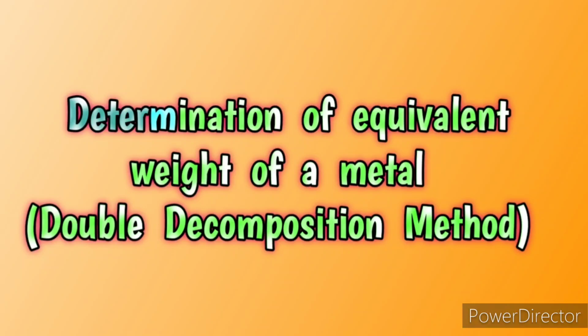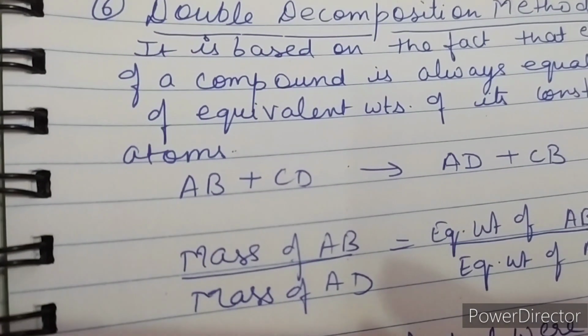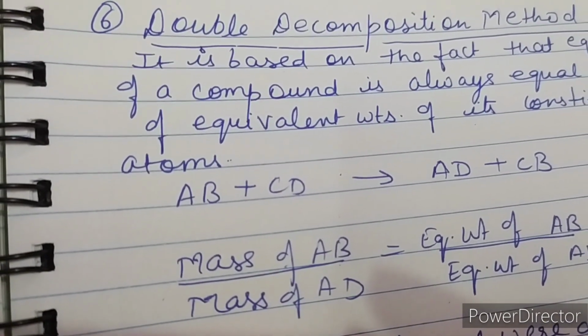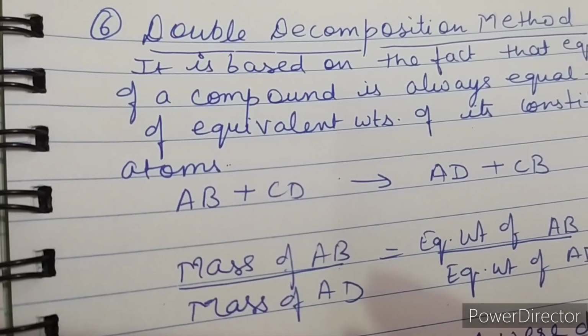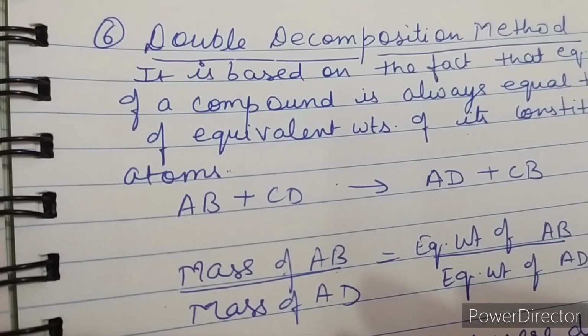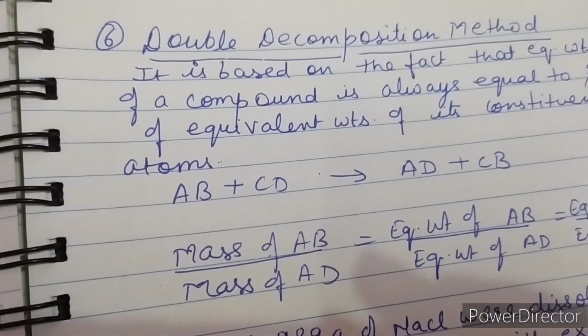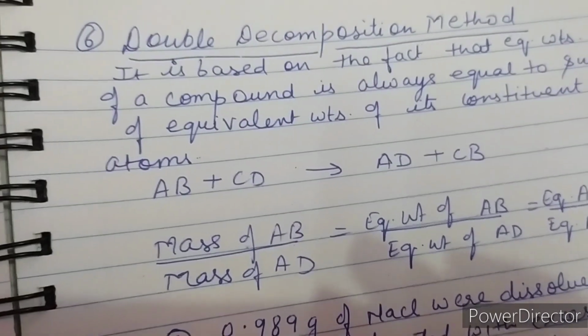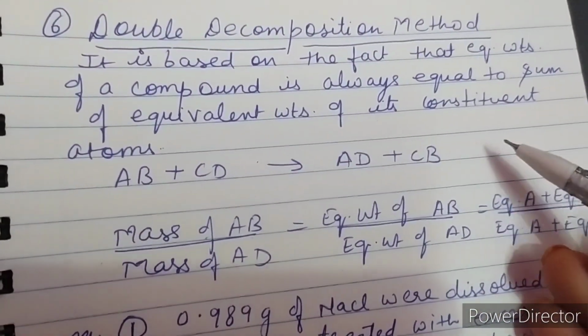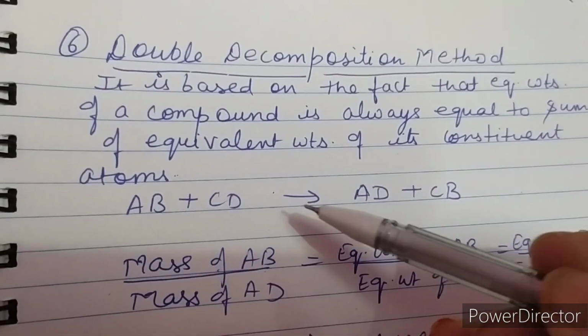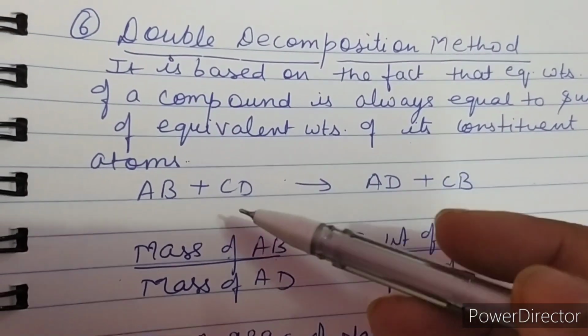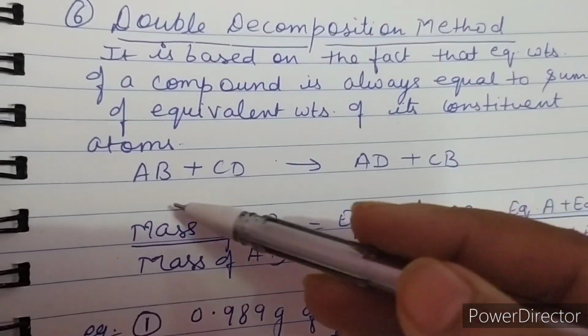Dear viewers, in this video now we'll deal finally with the sixth method of determining the equivalent weight of a compound or a metal, that is the double decomposition method. It is based on the fact that the equivalent weight of a compound is always equal to the sum of the equivalent weights of its constituent atoms. So in this case, we will first take an equation.